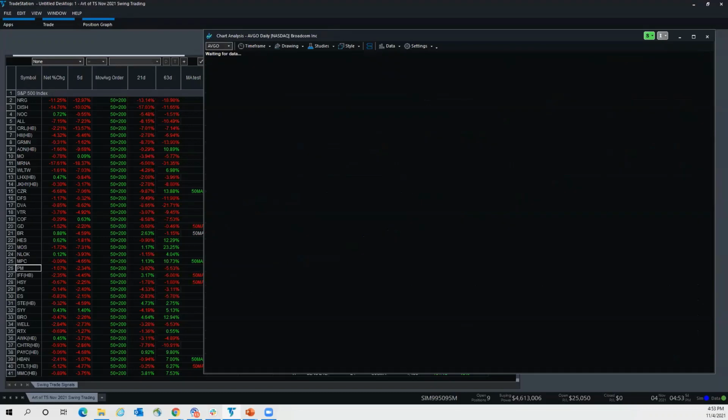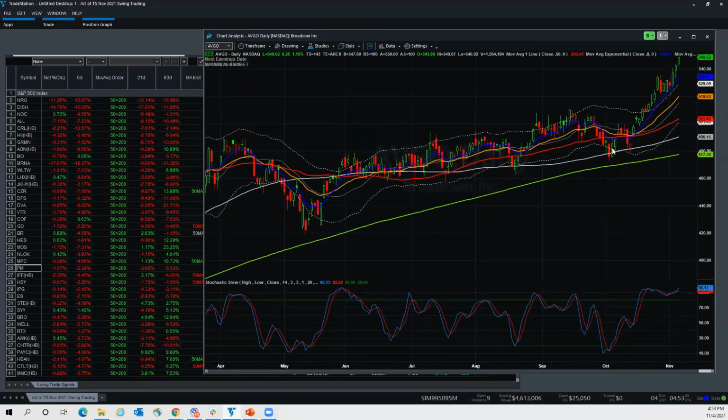Another one I did for TradingView was Broadcom. We wrote about it right down here, and it was right at the bottom of the Keltner channel. This was an interesting one. You'll notice the 50 was over the 200. It was just a classic. You can see the swing trading in this. And then what's interesting about this is, and sometimes this happens, it accelerates.